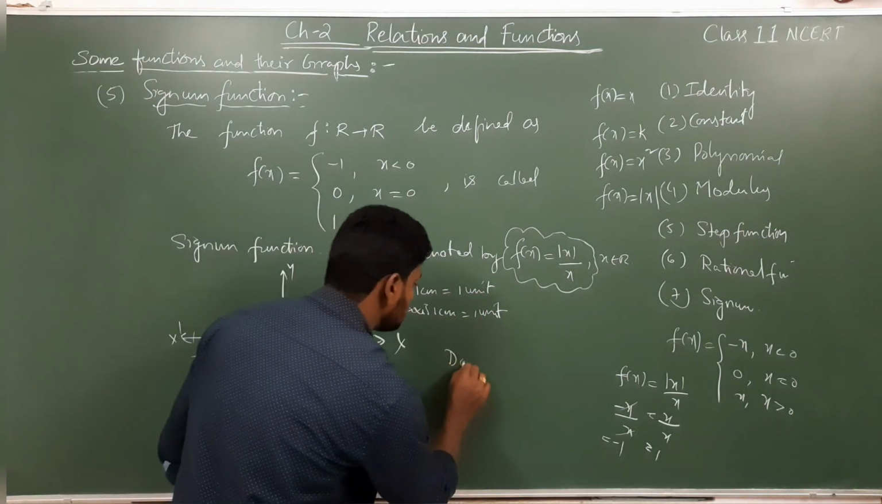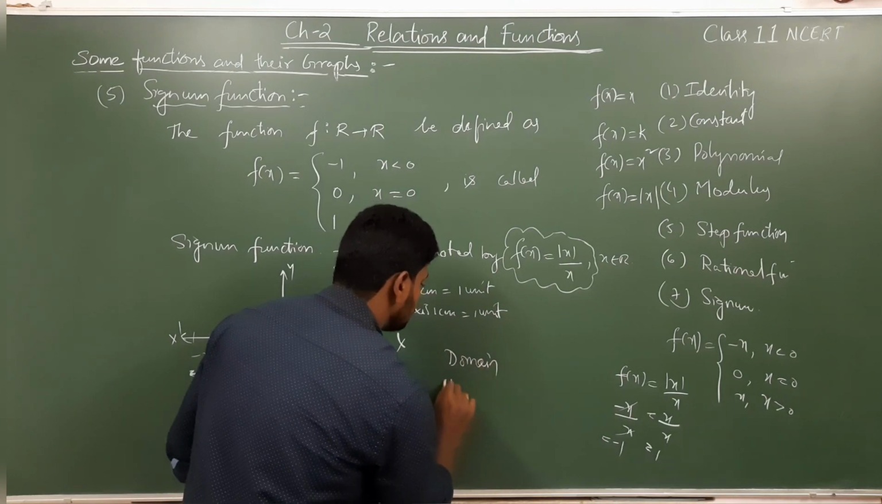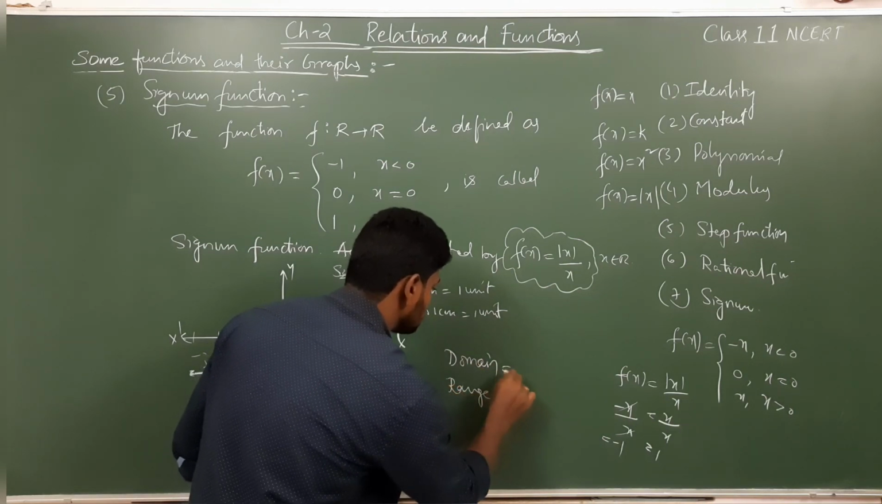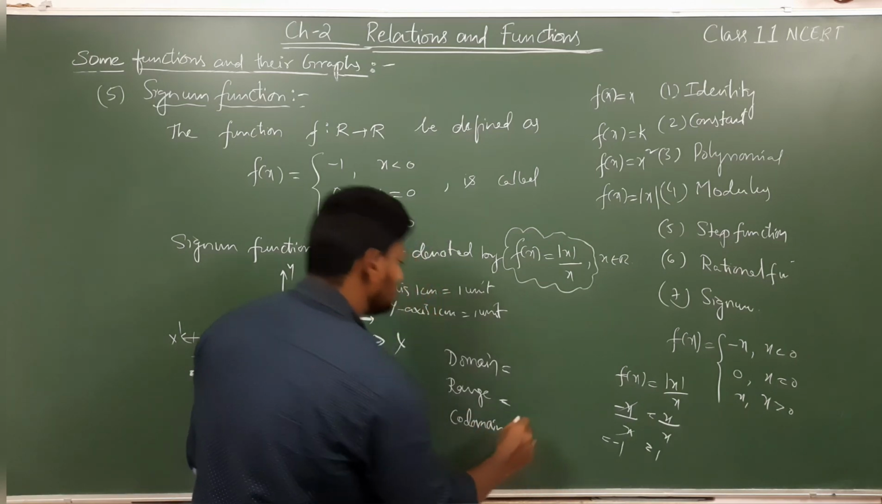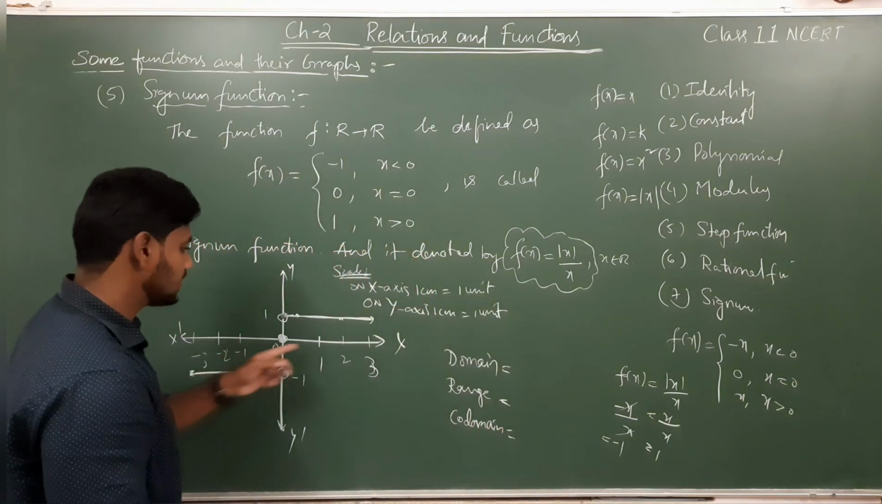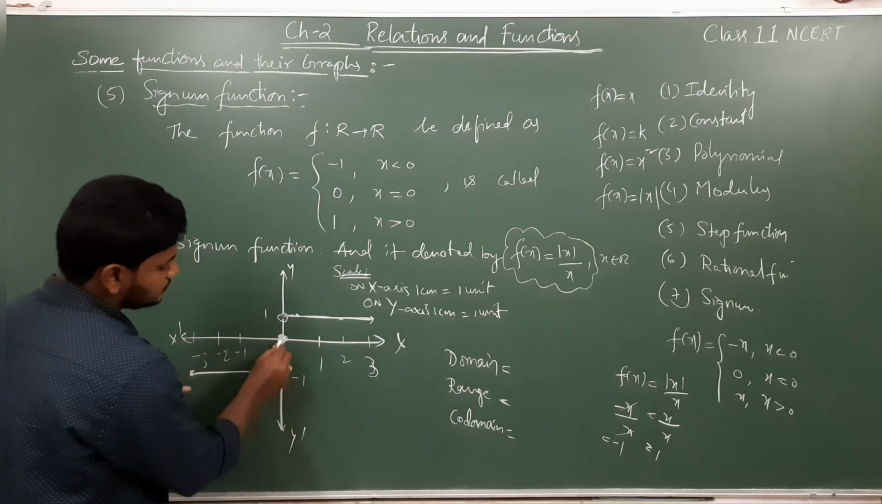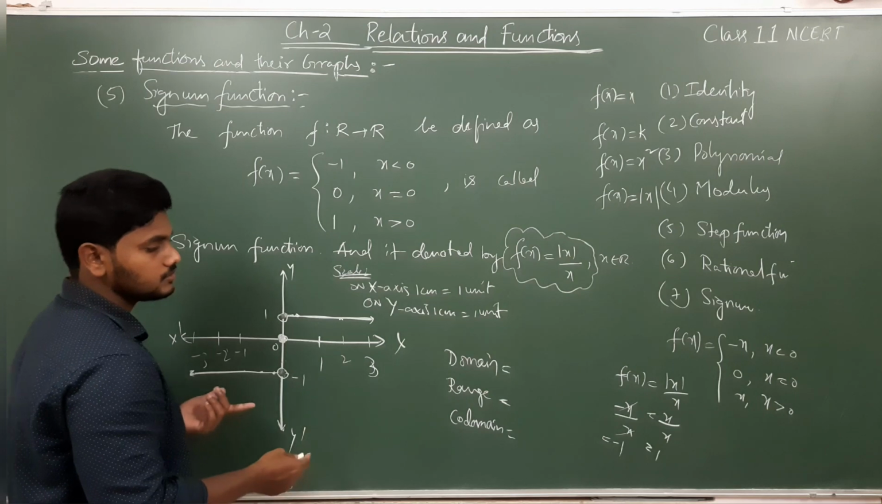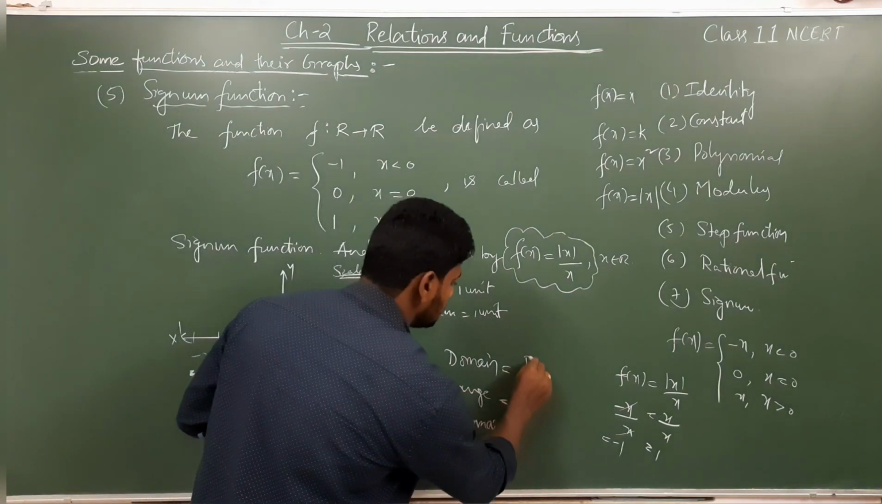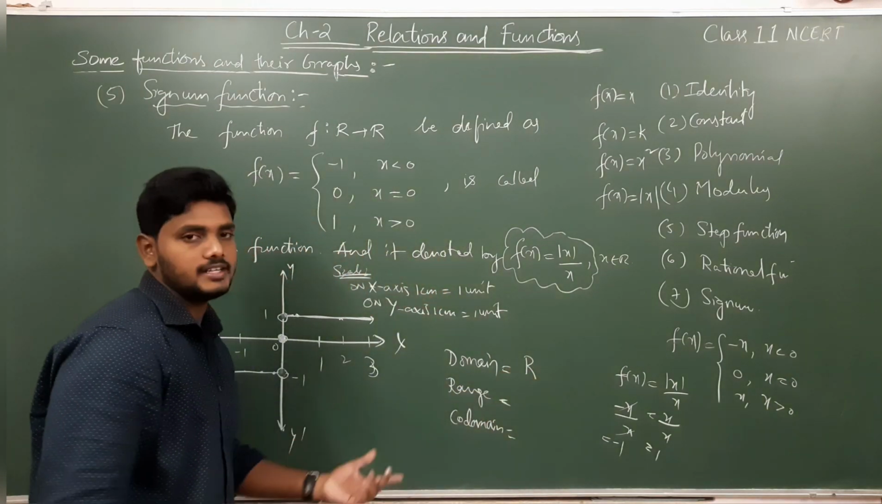Because we did not discuss domain and range. What is domain, guys? Domain means input values. If you observe this x-axis, we can take any value. 0 also we can take, 0 will come. If you take 1, we will get 1. So we can take any real number. So domain is R.